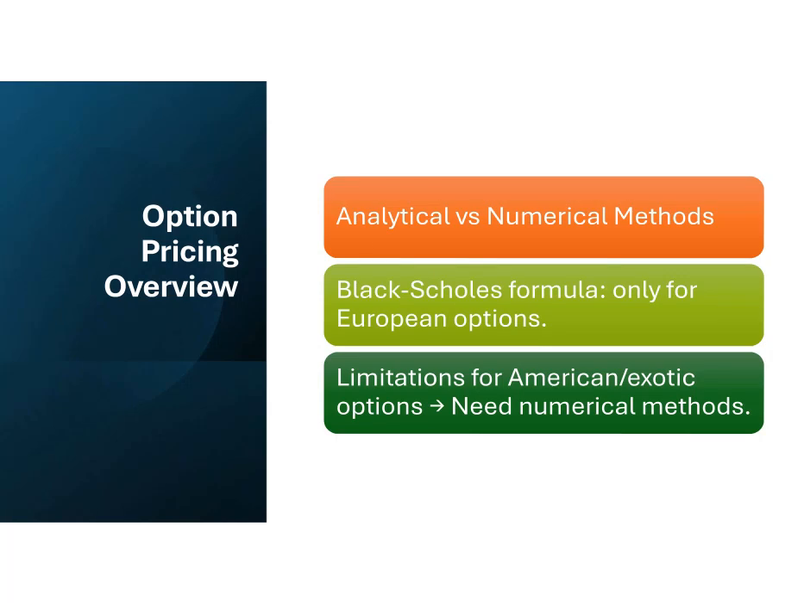When it comes to option pricing, there are two main approaches: analytical methods and numerical methods. The Black-Scholes formula is a well-known analytical method, but it only applies to European options, which can only be exercised at expiration. For American or more complex exotic options, the Black-Scholes formula falls short because these options can be exercised at different times or have additional features. In those cases, we rely on numerical methods like binomial trees or finite difference methods, which provide more flexibility to handle the complexities of these types of options.